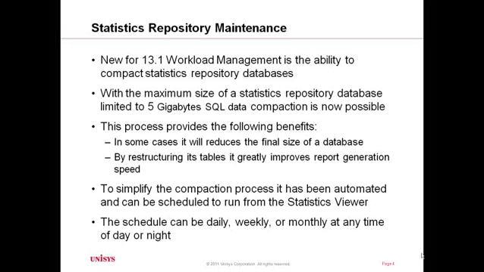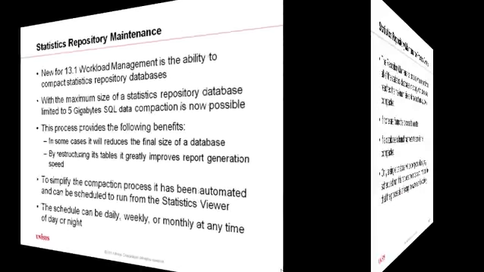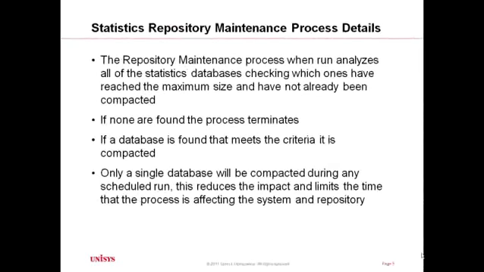To simplify the compaction process, it has been automated and can be scheduled to run from the Workload Center Statistics Viewer. The schedule can be daily, weekly, or monthly at any time of day or night. The repository maintenance process, when run, analyzes all of the statistics databases, checking which have reached their maximum size and have not already been compacted. If none are found, the process terminates and will run again per the next user-defined schedule.